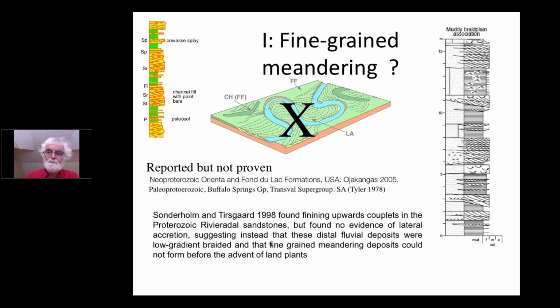Fine grain meandering, some have been recorded based essentially on vertical sequences, but there is no architecture for these. And in some cases where we have fine haploid packages, as described by Sonderholm and Tirsgaard in '98, they found that these were essentially upper flow regime fluvial systems, and there was absolutely no evidence in these distal fluvial systems for meandering.